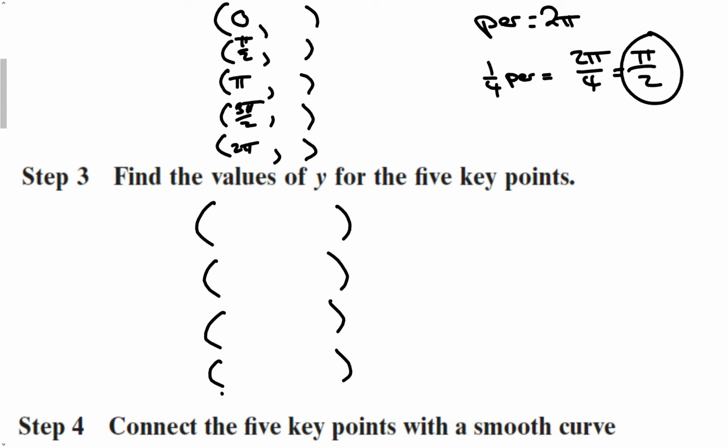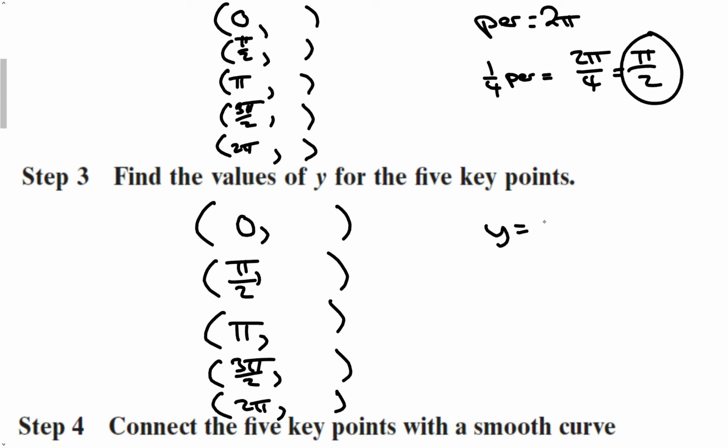We have 0, pi over 2, pi, 3 pi over 2, and 2 pi. So we're taking this nice and slow here. And now we want the values of y for my 5 key points. So my function, which was 1/2 sine of x, if x is 0, well, the sine of 0 is 0. 1/2 times 0 is still 0.